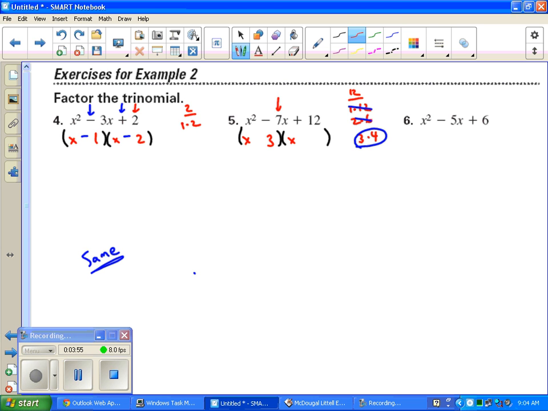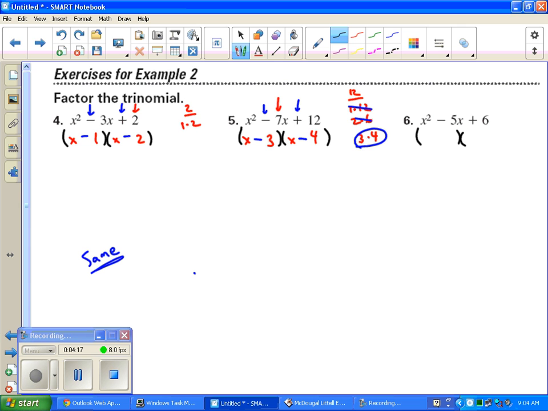So 3 and 4. Now we have to determine, is it plus or minus, or how many of each of them we got. The second sign, plus, tells us they're the same, so we're either going to have plus plus or minus minus. The first sign tells us they're both minus. So x minus 3 times x minus 4.